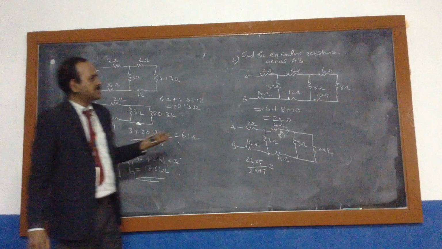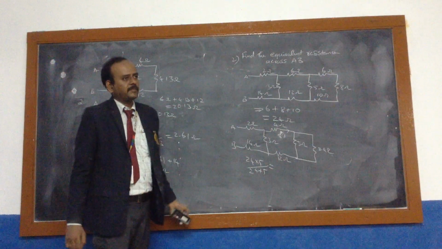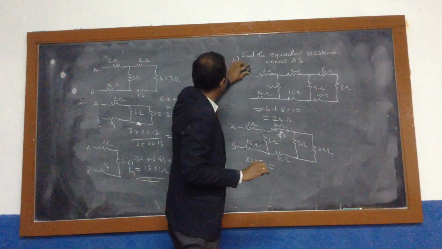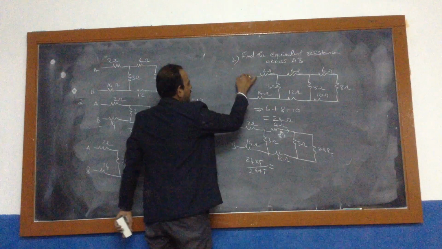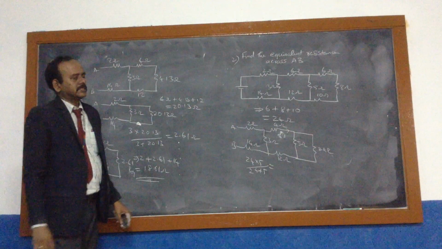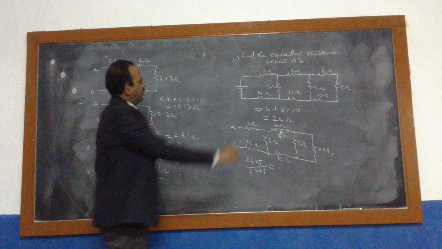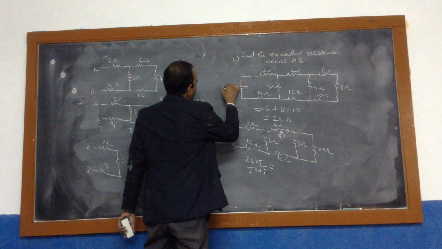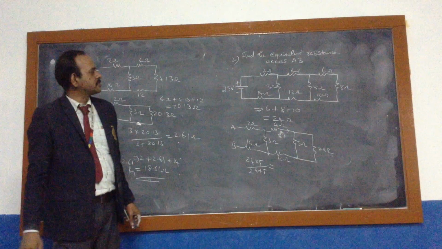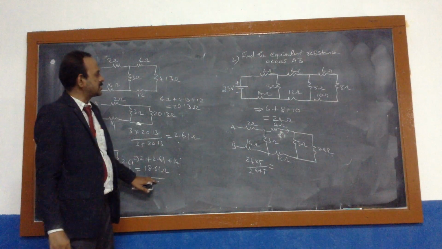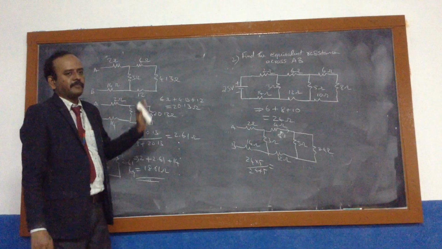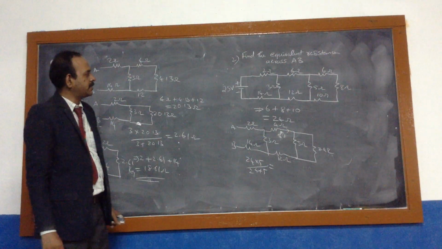But they may ask some more questions from this problem. They may ask the current through each resistance. So instead of AB, they may ask current through each resistance. Like a previous problem, just connect a voltage source here, a 25 volt source. From the equivalent resistance, the question may ask: find the current supplied by the battery.